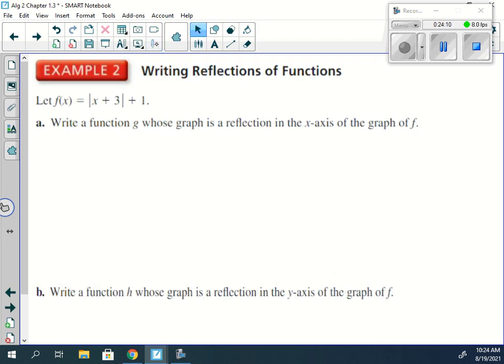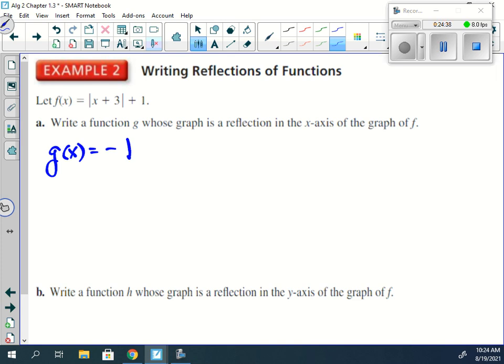So let's see how this works. A, write a function g whose graph is a reflection in the x-axis of the graph of f, this here. So g of x equals. So if we're talking about in the x-axis, it's our y equals what? Negative f of x. So negative f of x.